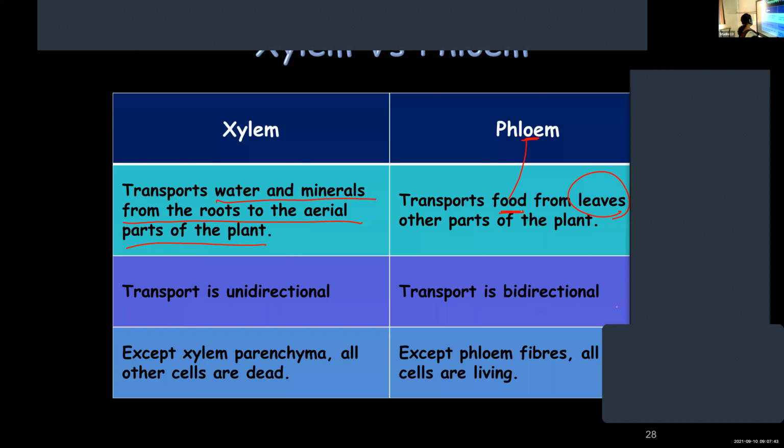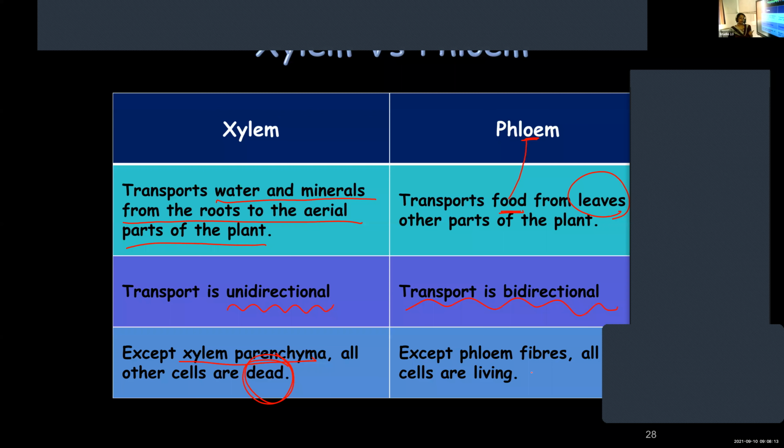And coming to the third point, except xylem parenchyma, all other cells are dead. Majority of the cells are dead. Whereas in phloem, majority of the cells are living, only phloem fibers are dead. In xylem, majority of the cells are dead. In phloem, majority of the cells are living. Phloem fibers are dead and xylem parenchyma is living.